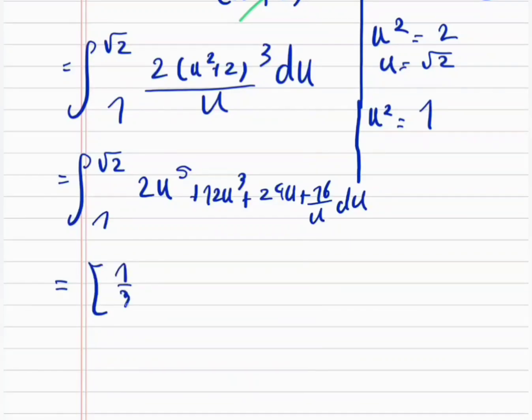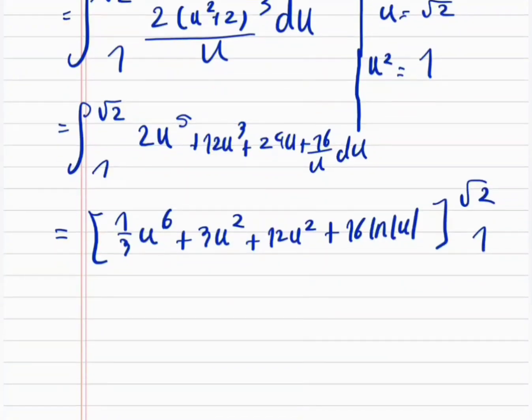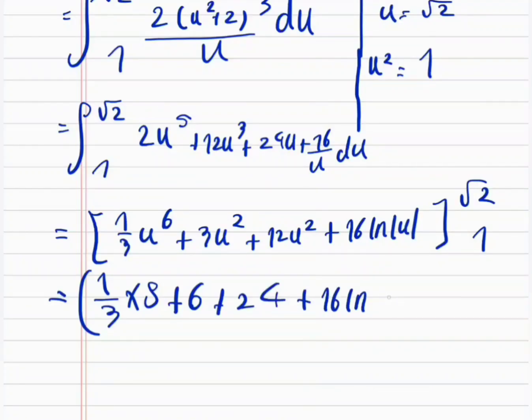So first we have 1 over 3 u to the power of 6, then 3u squared, and 12u squared. Here is 16 ln u, because it's 16 over u, so the power of u is 1. Right, so now we substitute the higher limit first and then the lower limit, and then we simplify. In this case, we have 1 over 3, and then root 2 to the power of 6 is 8, and then 3 times root 2 squared is just 6. 12 times root 2 squared is 24, and we have 16 ln of root 2.